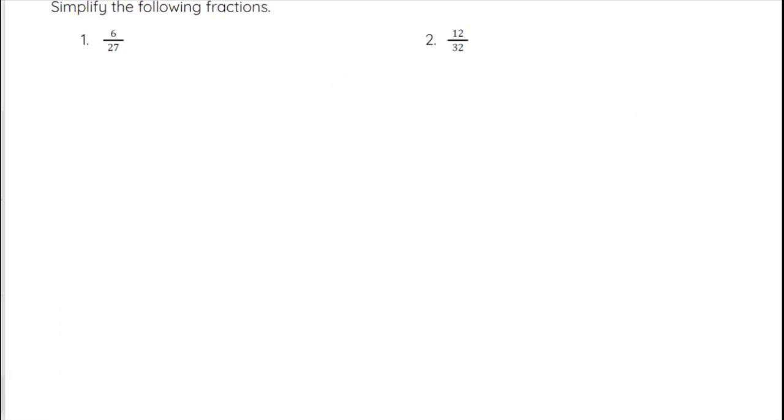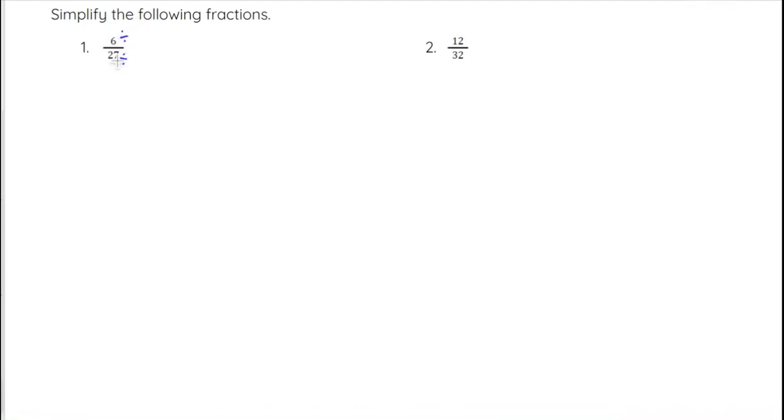So let's take a look at these two examples here. Simplify the following fractions. So we have 6 over 27 and we have 12 over 32. So let's start with 6 over 27. With 6 over 27, again, you can think about rewriting 6 and rewriting 27 as something times something, where you have a repeated multiple or repeated number on top and bottom. Or you can think about, what can I divide the top and the bottom by? The same number with 6 and 27.